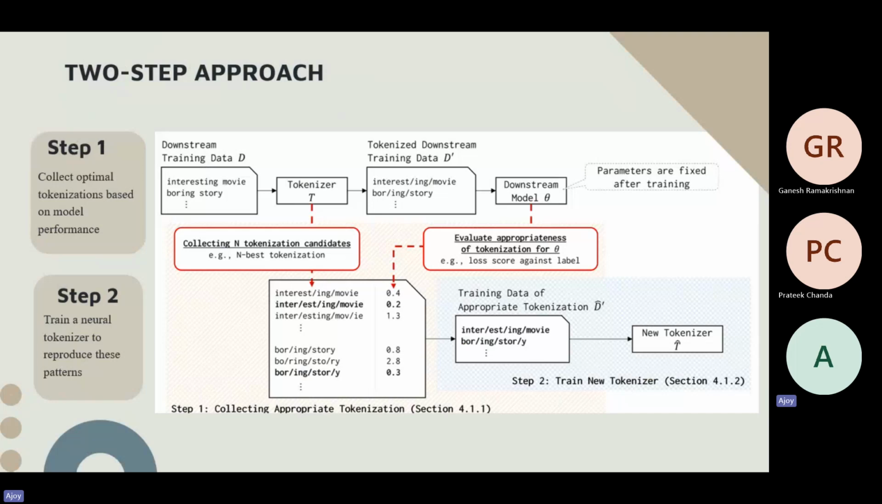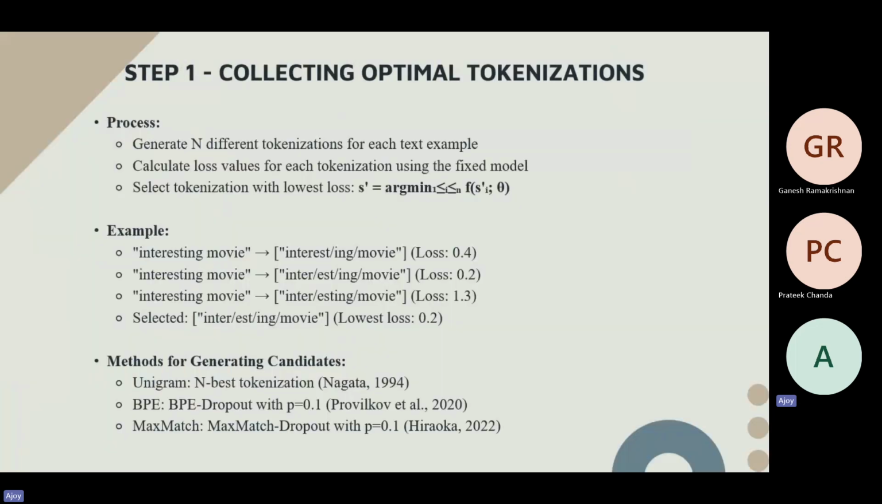The paper suggests a two-step approach. Firstly, we collect the optimal tokenizations by evaluating each tokenization through the existing downstream model. Then we collect all those tokenizations, create a new data set, and train a new neural tokenizer based on that data, so that we can use it later to understand the patterns in tokenization. Let's deep dive into the details of these steps.